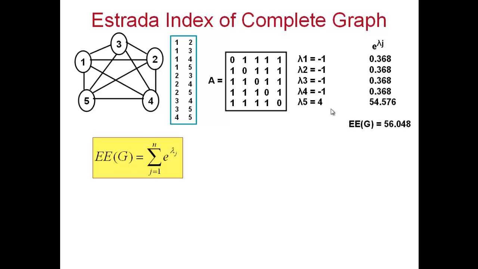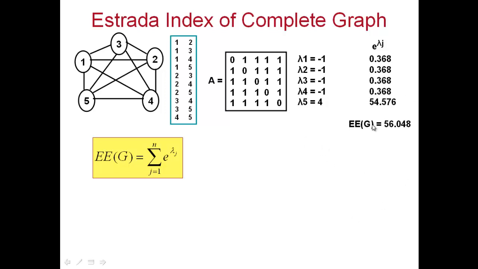If you find e to the power lambda for these eigenvalues, the last one, since it is a very large number, e to the power of that is going to be even larger, like 54.576. So if you sum up all these e to the power lambda values, the sum will be close to that of the largest eigenvalue alone. You get 56.048, which is reasonably close to 54.576.